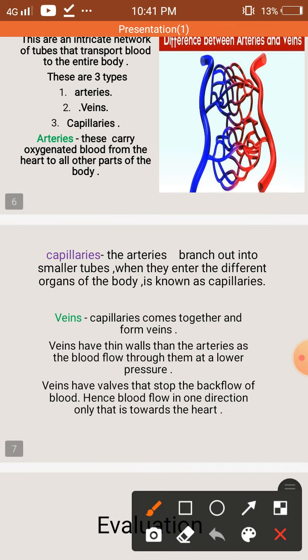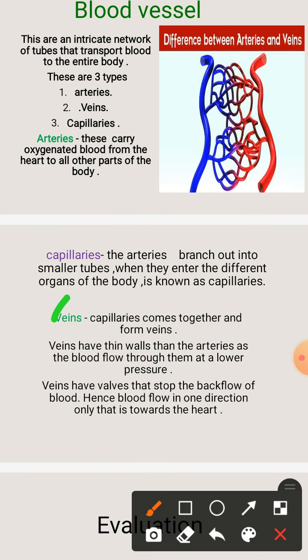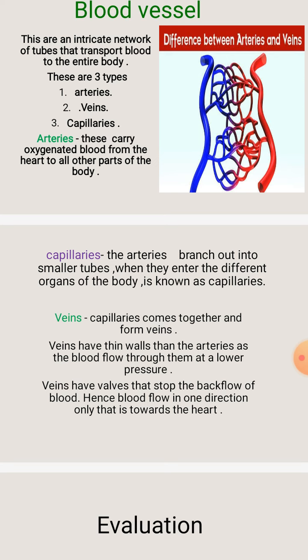Next is the veins. What are the veins? Capillaries come together and form veins. All these capillaries come together and this forms veins. The red color shows the veins. Blood enters an organ through the arteries, gets distributed, collects various substances from the organ and then moves out of it through the veins.